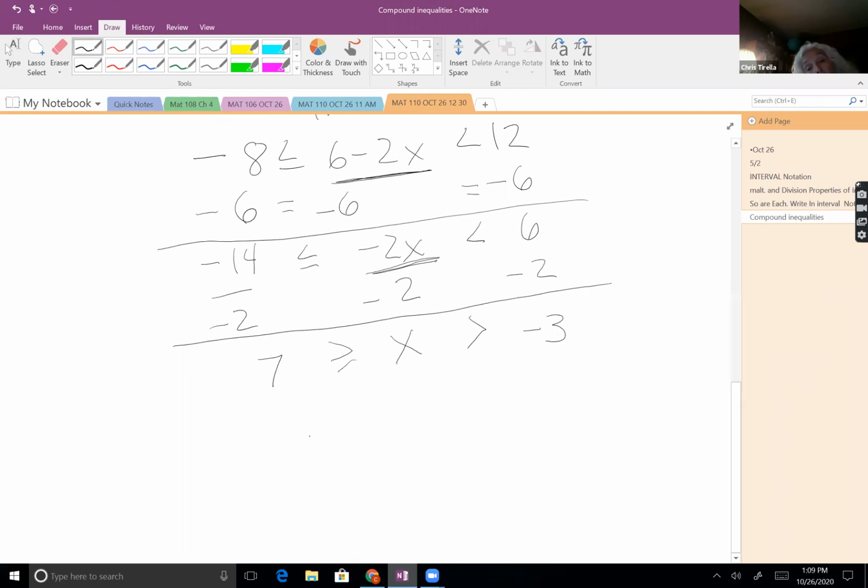Now, -3 is the smallest value, 7 is the largest. I cannot equal -3. My interval is open on that side. I can equal 7, so my interval is closed there.